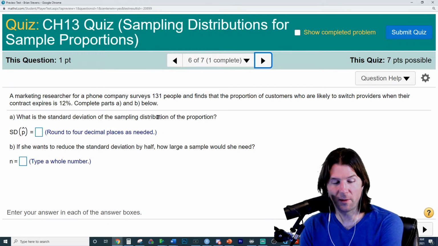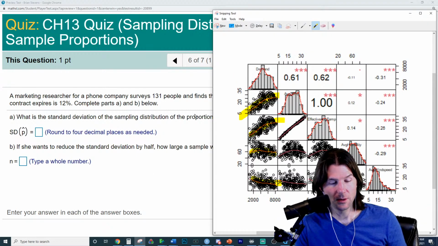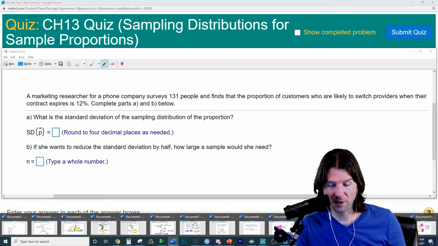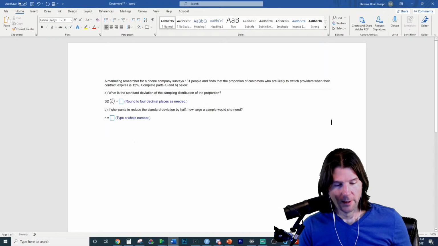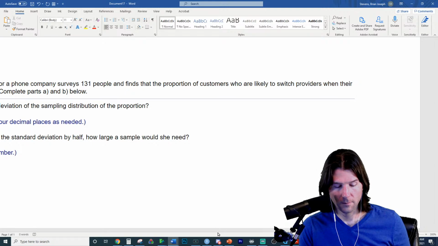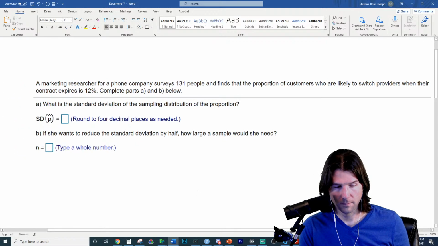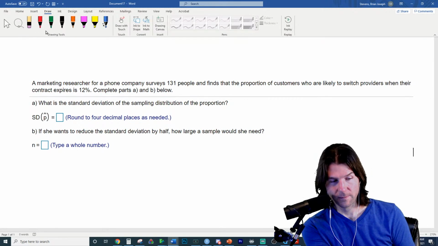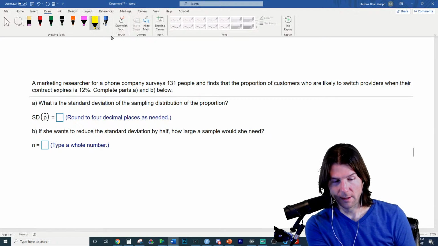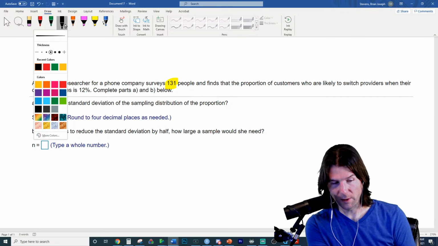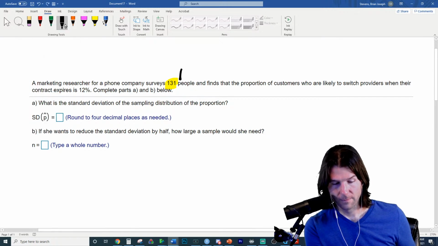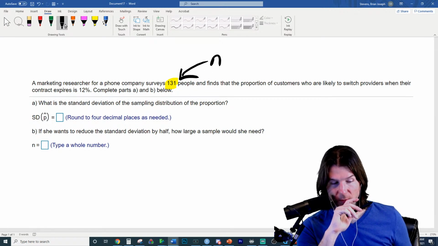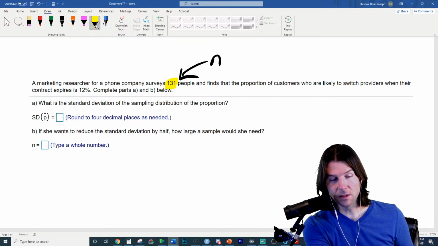So a market researcher for a phone company surveys 131 people. So let's go here and let's take the data. Let's bring it over. Okay, so if they survey 131 people, then that makes that the sample size. So 131, always mark your notation. We should have done this in the last one. Is sample size. And who are likely to switch when their contract expires is 12%. So this is the known proportion.